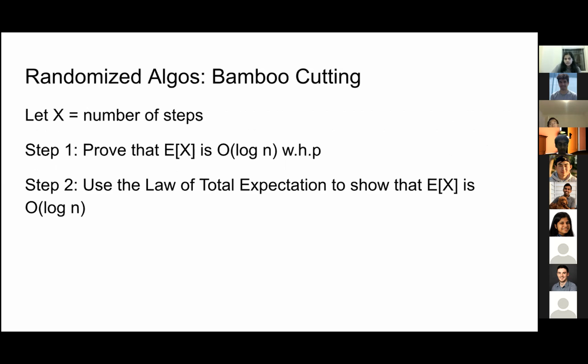So the way that we can think about doing this is, if we let x equal the number of steps to cut off the whole bamboo stick, the first step is we can show that the expected value of x is O of log n with high probability. And then in the next step, we can use the law of total expectation to show that it must be O of log n. Are there any questions about why we're splitting it up into these two steps?